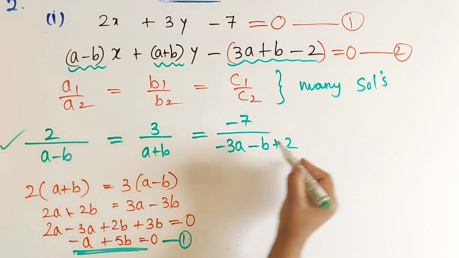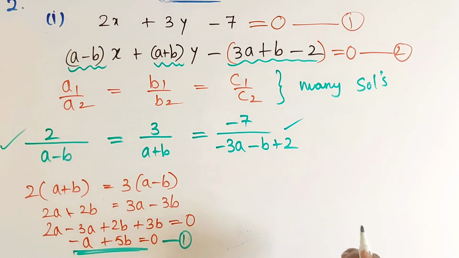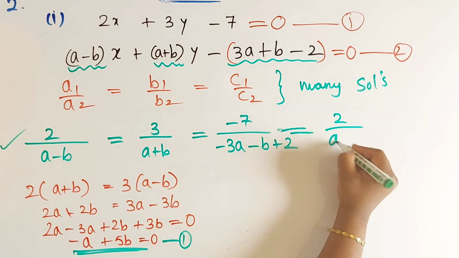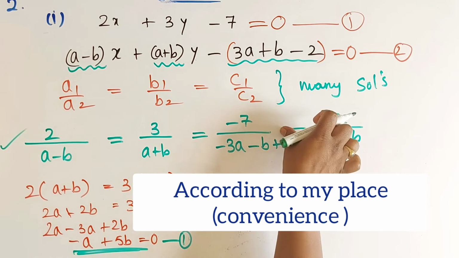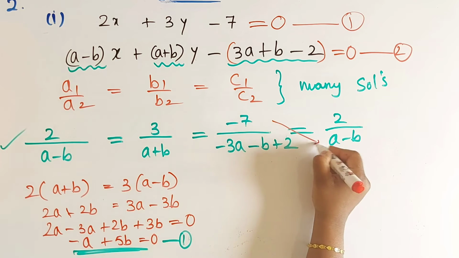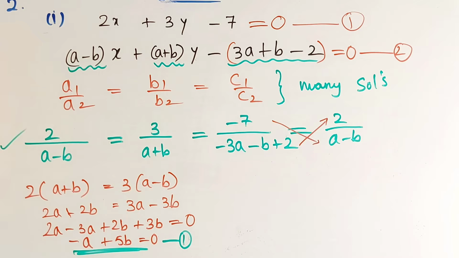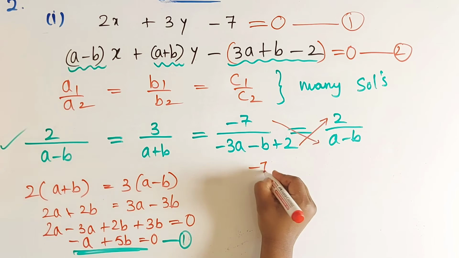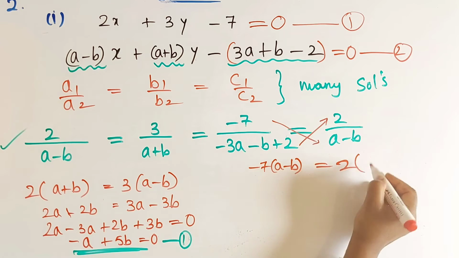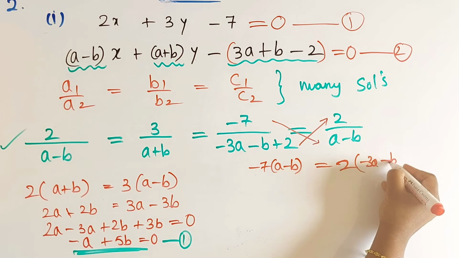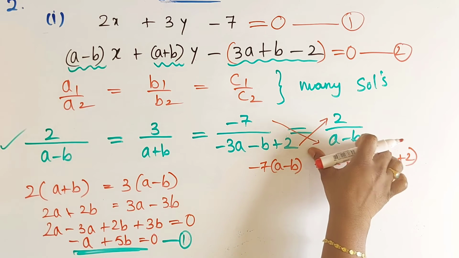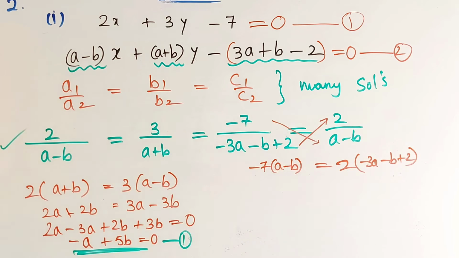Now I am taking the first and third one, children. First and third ratio. Right? So that I can write the same thing here, no? That equal to 2 by a minus b. Right? So here I am comparing these two ratios. Now do cross multiplication as usual, here and here. Right children? Now minus 7 into a minus b equal to 2 into minus 3a minus b plus 2, children. I'm just writing the ratio here. That's it children. And cross multiplication.